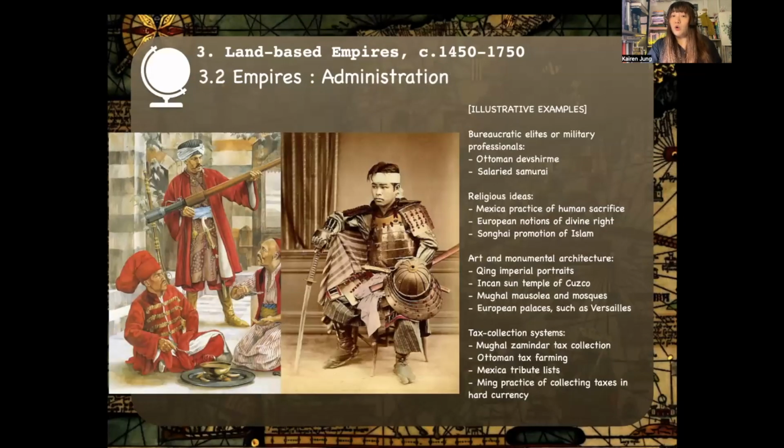Now, let's look at some more illustrative examples. Bureaucratic elites or military professionals, we can compare the Ottoman Devshirme and the salaried samurai of Japan. Very similar. You had that elite core that the ruler would go to maintain rule, and often they had all the weapons, they had all the technical mastery of the martial arts. They were able to subjugate people and be that threatening force behind the emperor in the off event that people happened to stray from following the hierarchical order.